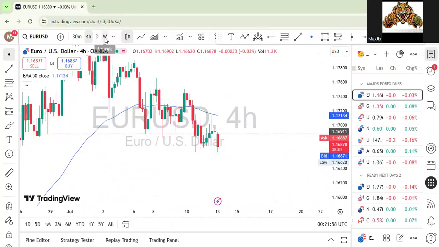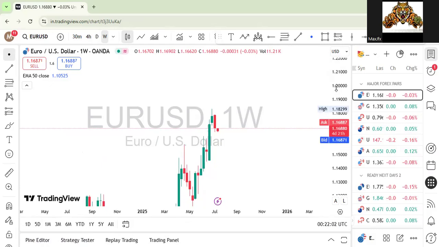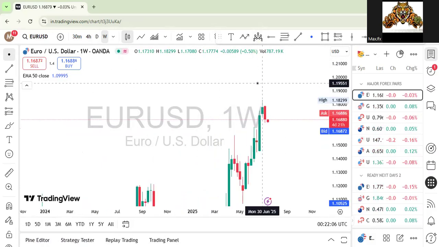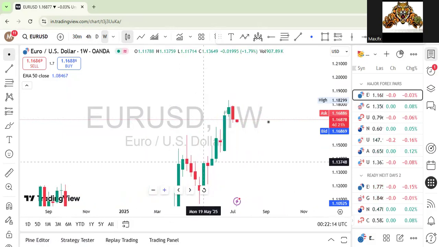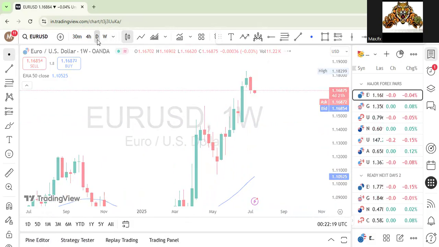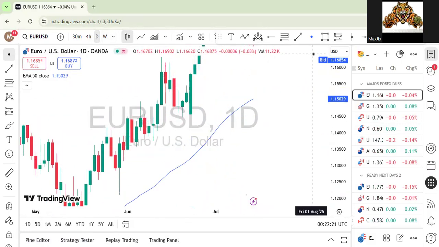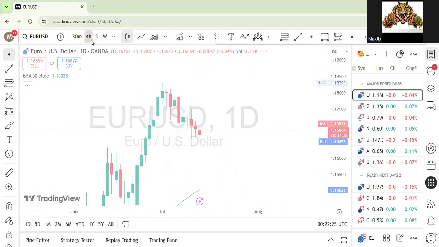So, on the weekly, we can see it is very expensive. And as the saying goes, we always want to sell when the price is expensive and buy at the lowest price. So we can see on the weekly that the price is very expensive. So we are looking for opportunities to sell, not to buy.